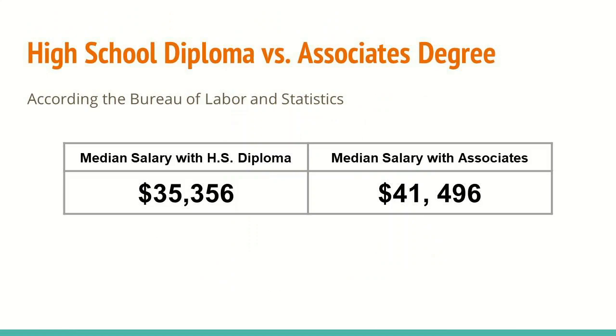Okay, so let's say that we're looking at people that are employed and they were 25 years and older, someone that has a high school diploma versus someone that has an associate's degree. Remember, these are statistics, so we're looking at everybody that has a high school diploma versus everybody that has an associate's degree. People make more than this, people make less than this. The median yearly salary for somebody with a high school diploma is right around $35,000, while the median yearly salary for somebody with an associate's degree is about $6,000 more at about $41,500.